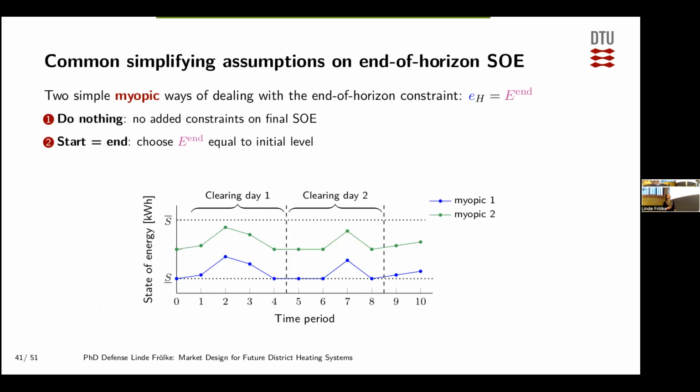The first one is to do nothing, so we do not add this constraint at all. This usually leads to a profile that could look like this blue one, which means that the storage will be empty by the end of the horizon, because it's just optimized to maximize social welfare locally on the single day. A second constraint often included is to have the start and end level of the storage equal. So this E end would be chosen to be the initial level, and that could, for example, lead to the green profile here.